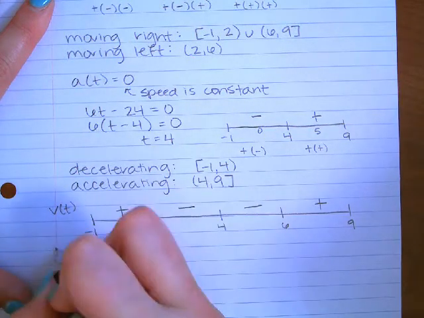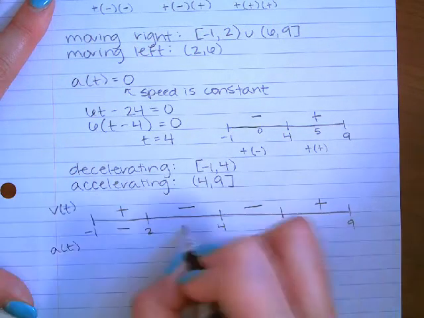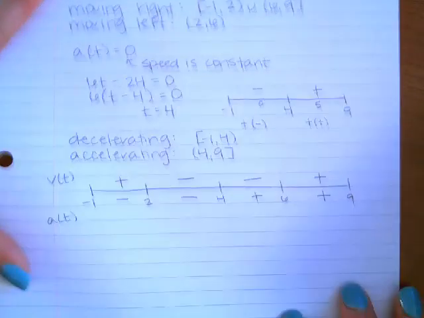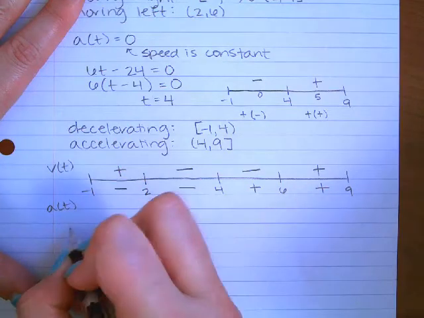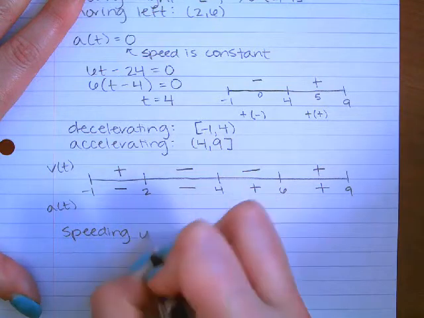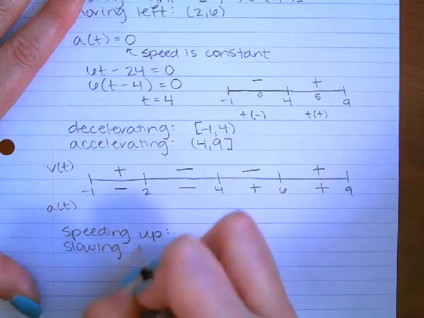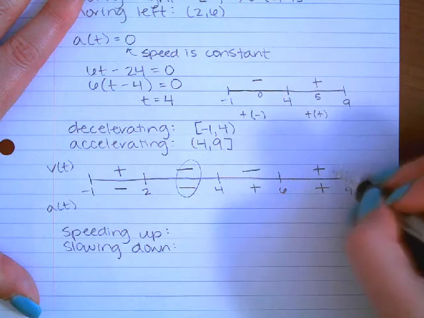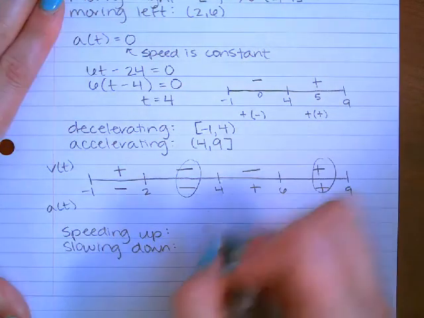Then I'm going to go ahead and put my acceleration on the bottom. It was negative from -1 to 4 and positive from 4 to 9. So now I can label when it was speeding up and slowing down based on the signs matching or being opposite. So here we've got speeding up and speeding up. So we have the interval from 2 to 4 and 6 to 9.